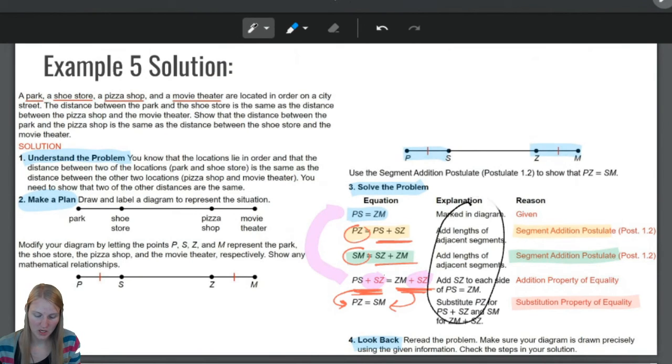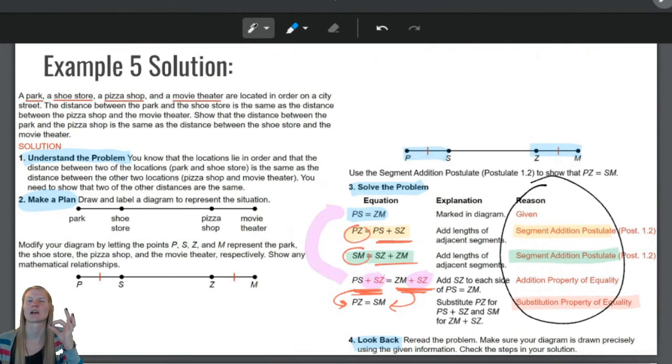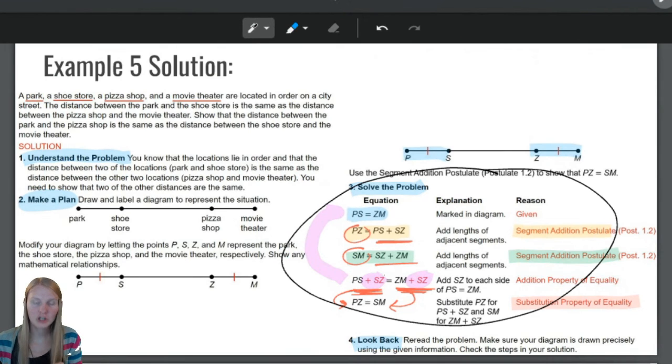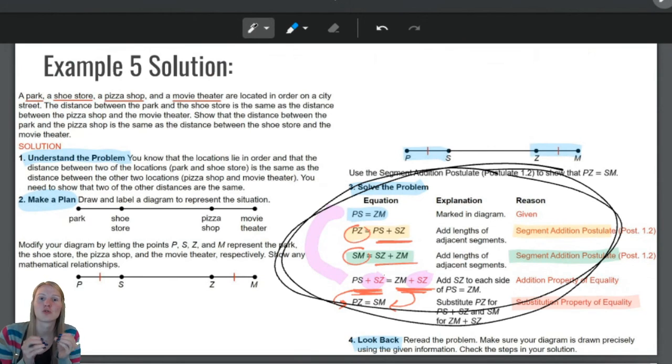Here's the explanation of what we're doing in that math speak, and these are the reasons why we are allowed to do that. In order to understand proofs, I really want you to be able to look at a proof and understand it. If you can, then you can get more and more comfortable with writing your own proofs. But if you don't understand how proofs are written, how are you supposed to write your own? It's like if you don't understand how an essay is written, how are you supposed to write your own?